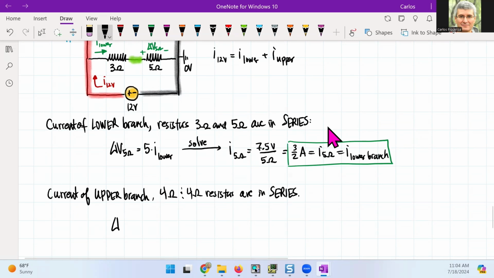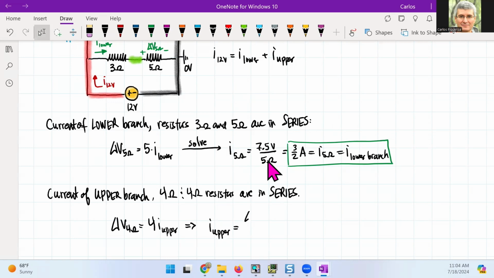So the voltage of the 4 ohm is going to be 4 times the current of the upper branch. The current of the upper branch is then the voltage of the 4 ohm divided by 4 ohms. And that also turns out to be 3/2 amps, which is also, again, the 4 ohm current.